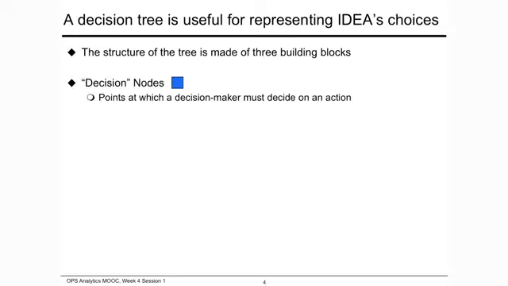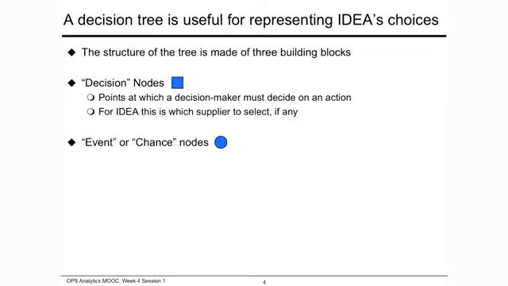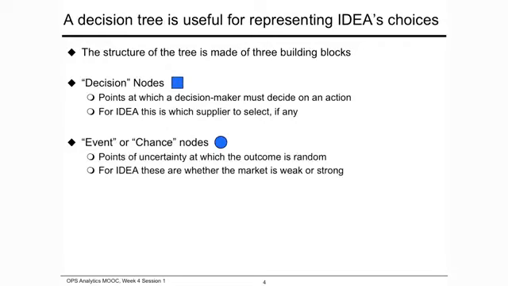Decision nodes are points at which a decision maker has to decide on an action. For IDEA, those actions are which supplier to select, if any. Event nodes are represented with circles. Event nodes are points of uncertainty at which the outcome is random. For IDEA, that's whether the market will be weak or strong.